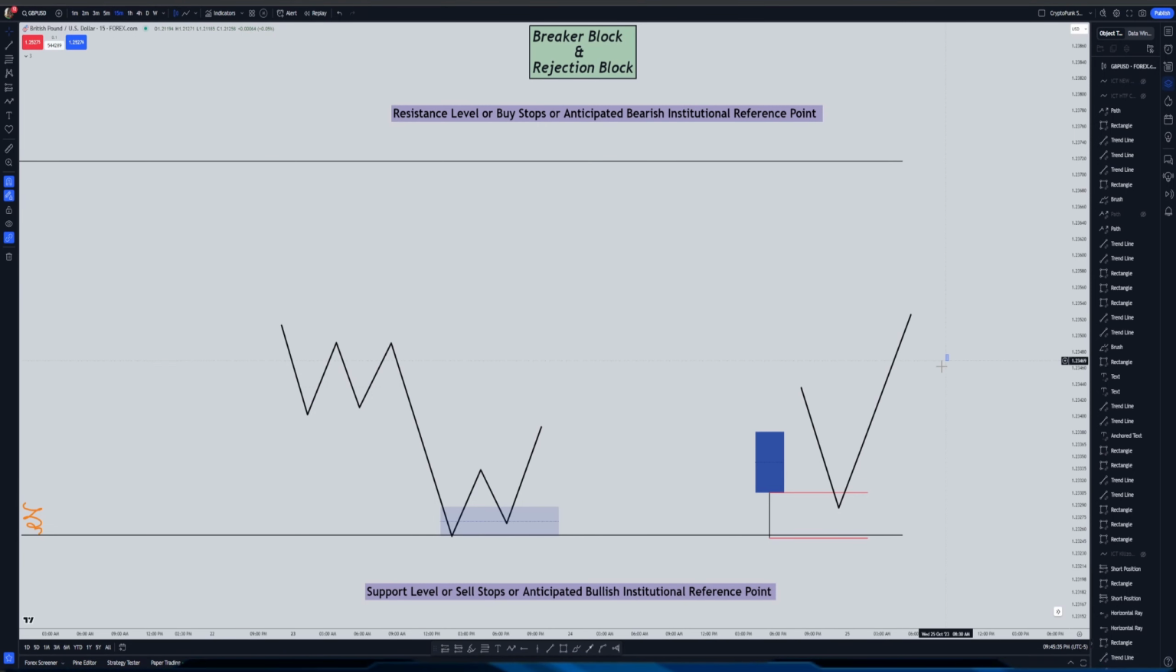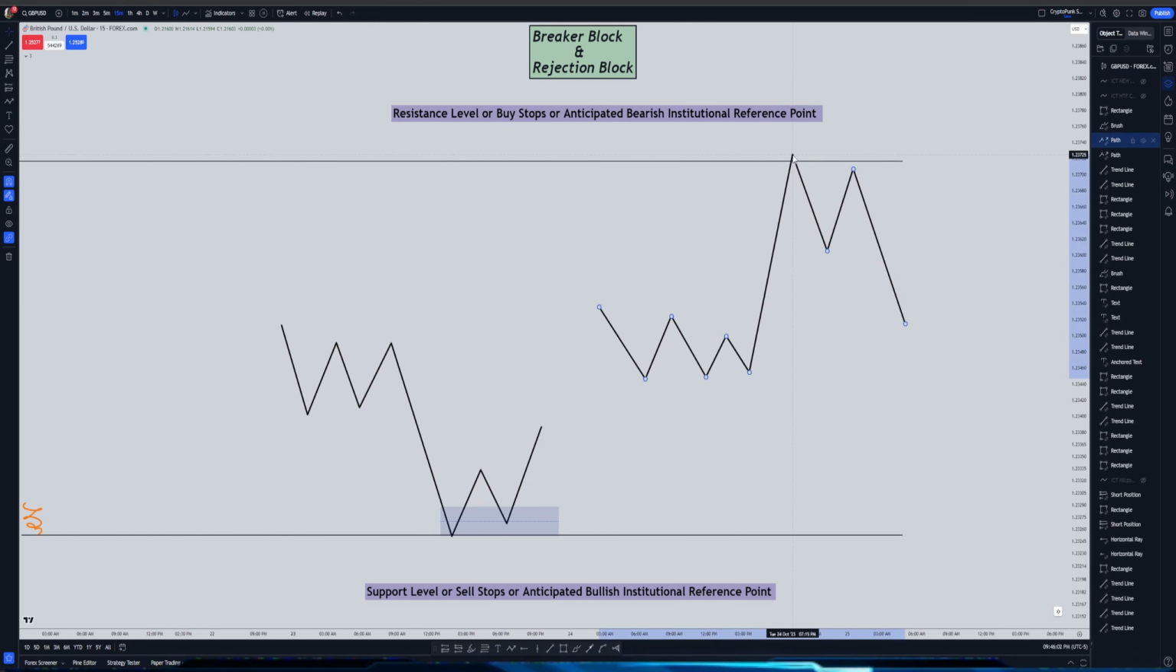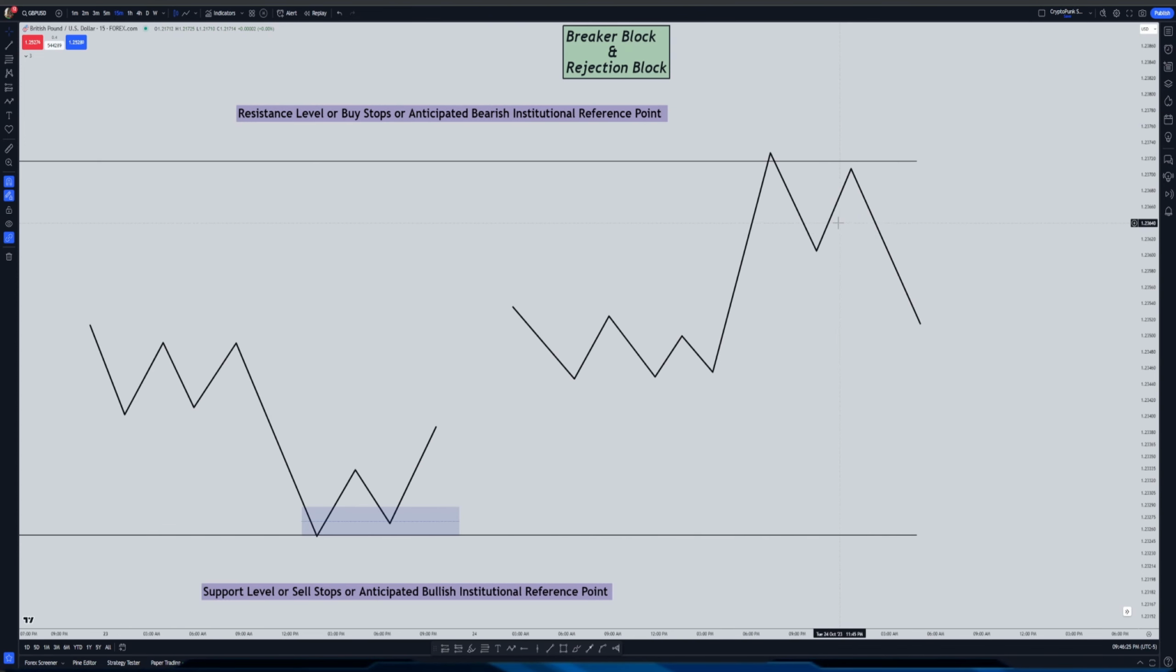This thing I have already mentioned here. So that is your bullish rejection block. So the opposite is true for your bearish rejection block. What is that? We want to see price reach a certain level, which is maybe a liquidity level of an old high or something, as a buy stop or a resistance level, or an anticipated bearish institutional reference point. That can be your fair value gaps, order blocks, or whatever it is, on the higher time frame.